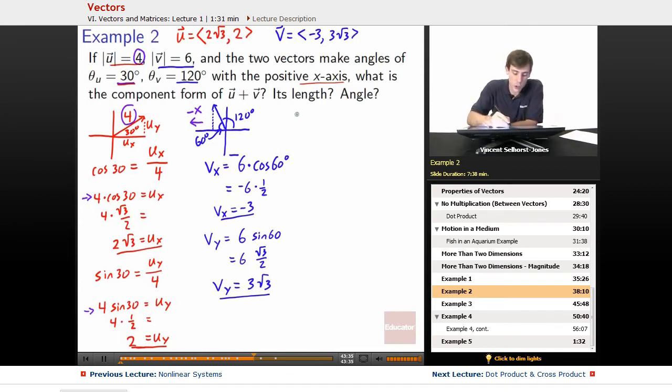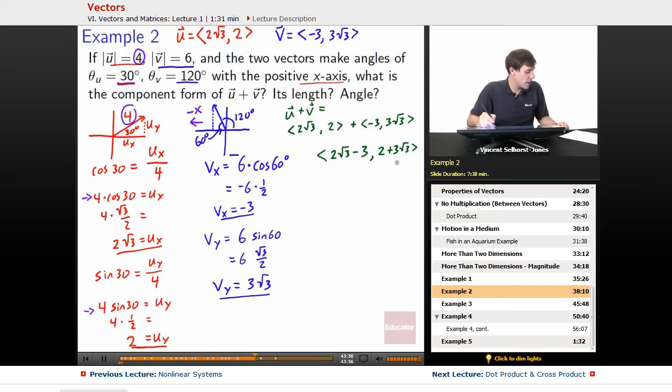Now, if we want to add these two together, u plus v is simply a matter of adding them together. Our u was 2 root 3, comma 2. Our v was negative 3, comma 3 root 3. We add them together. We've got 2 root 3 minus 3, comma 2 plus 3 root 3. And if we want to, we could get what that is approximately in terms of a decimal number, although that is exact, right? That's a perfect thing. This will just be approximate because it's a decimal of square roots. 0.464, comma 7.196. Cool.